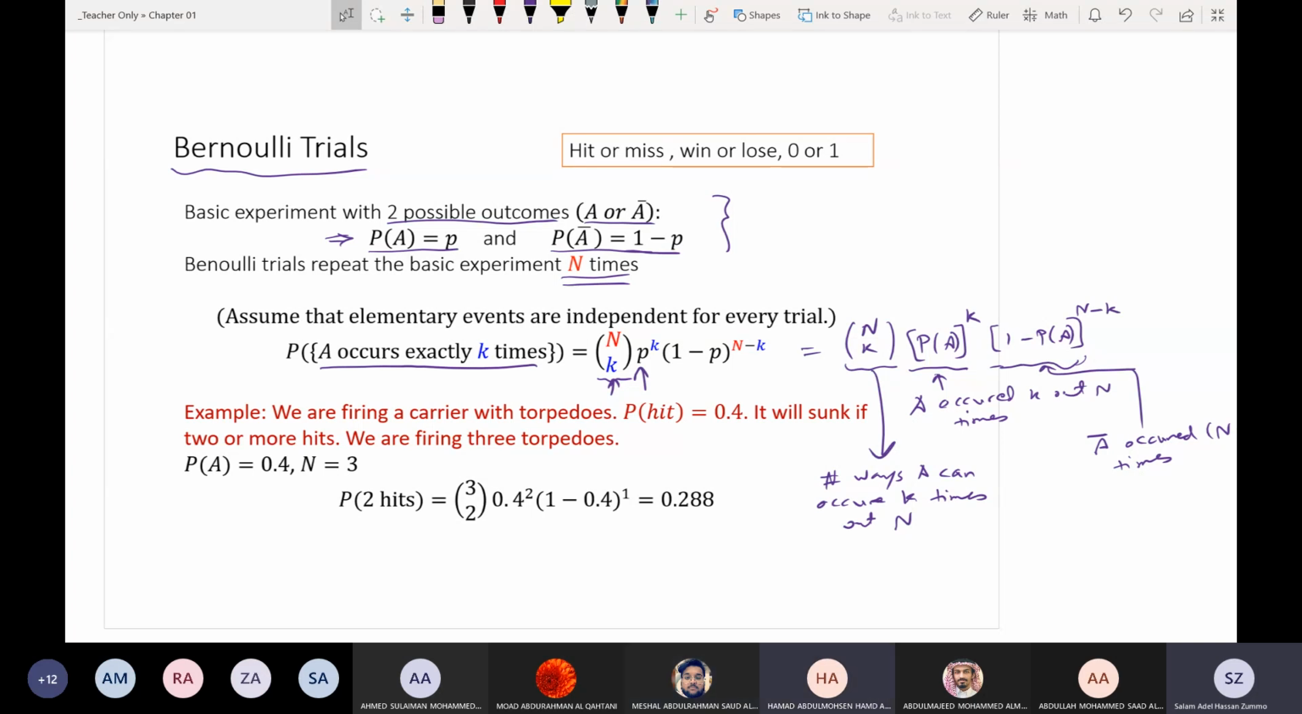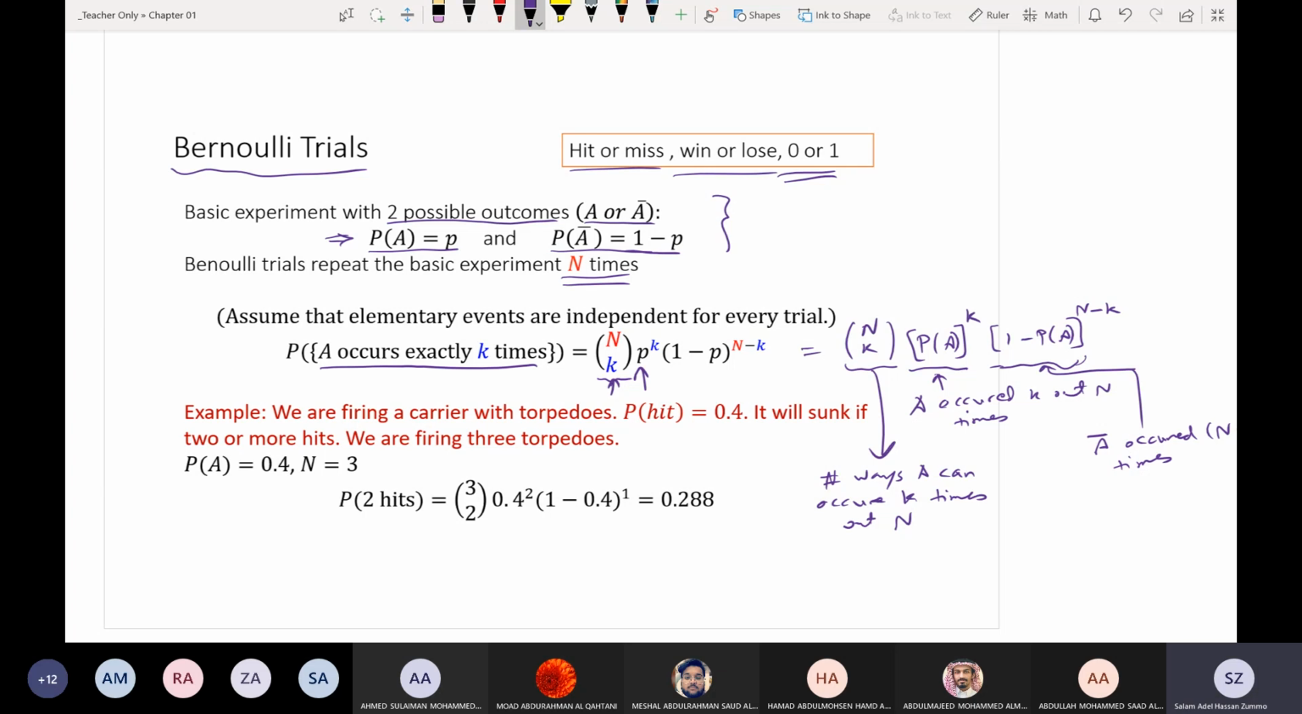Of course, these Bernoulli trials have many examples, as we said, such as winning or losing, passing or failing, 0 or 1 in binary communication, hitting or missing if you are sending missiles, or in radar systems whether there is a target or no target. So it has so many applications in engineering, whether electrical engineering or others. Let's have one example here.